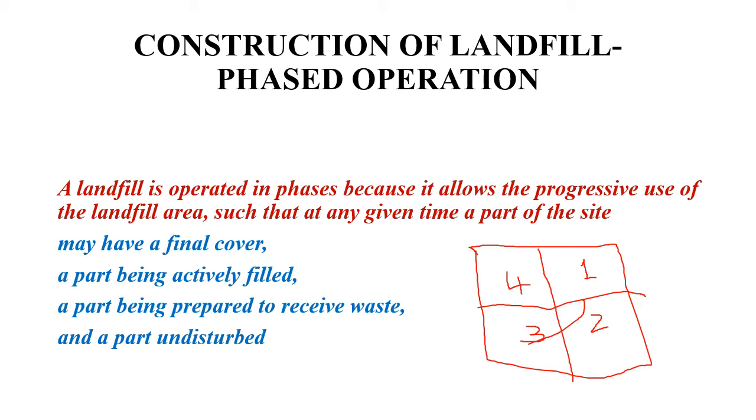Suppose sub area 1 has already been filled, that means it has already been given its final cover also. Then another part will be actively getting filled up. Then there will be another part which will be prepared to receive the waste, and there will be another part which will be left undisturbed. So this is how the phased operation happens for the construction of a landfill.